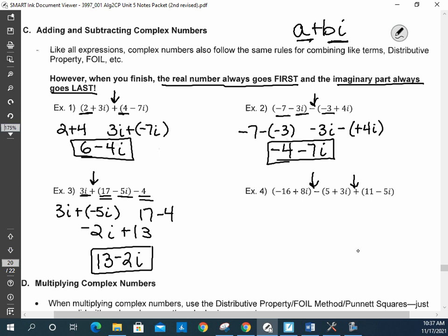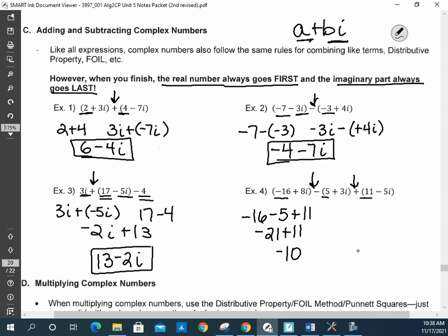So one more with adding and subtracting. When you have 3 complex numbers, that's fine. You just got to follow the progression, work from left to right. So negative 16 minus 5 plus 11. So negative 21 plus 11, negative 10.